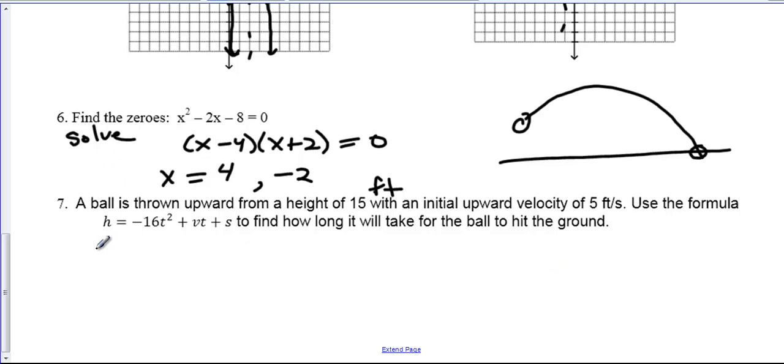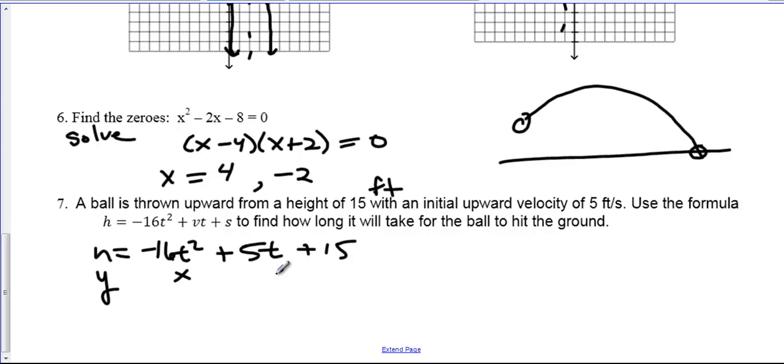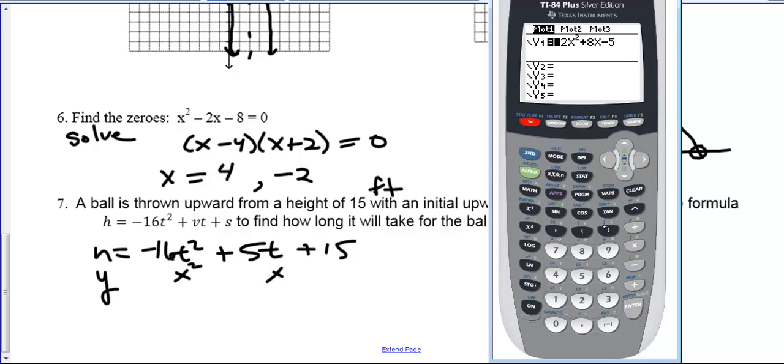All right, so my function is going to look like this. I have negative 16t squared. My initial velocity is 5, and my starting height is 15. So when I go to use my calculator, remember, this is y, and these are my x's in my calculator. So I'm going to do y equals, let me go ahead and clear this out. I have negative 16x squared plus 5x plus 15.